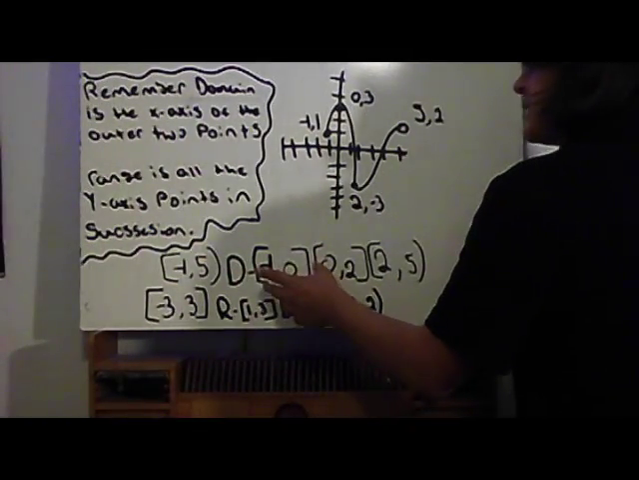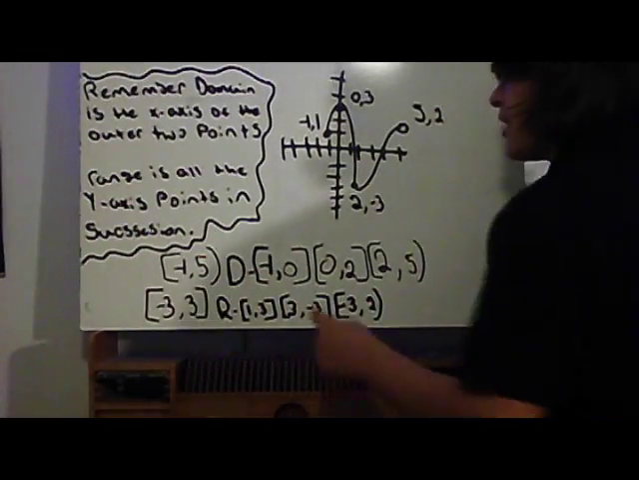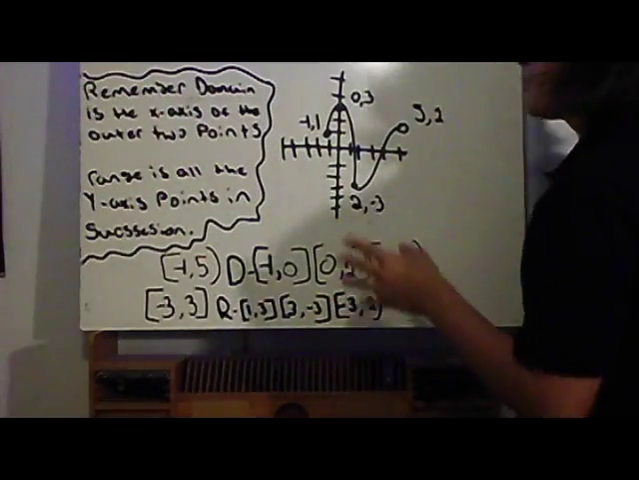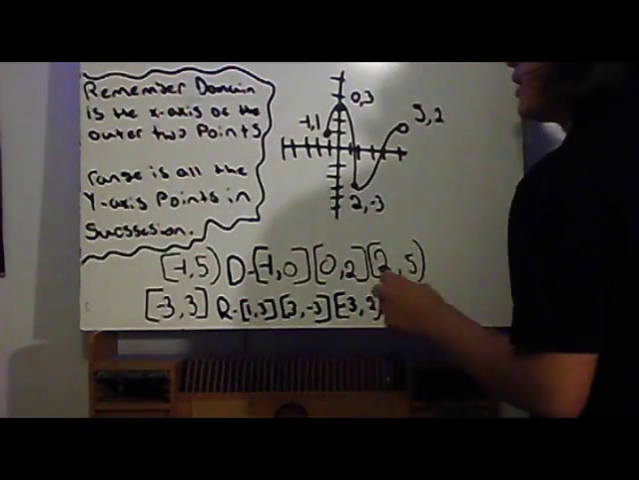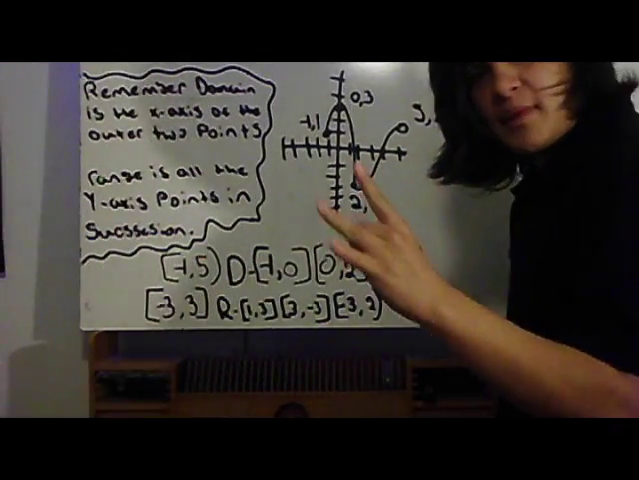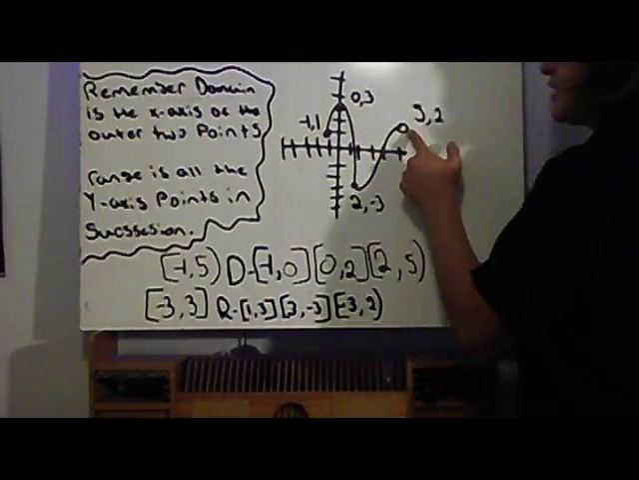So, as we said, our domain starts with -1. If you haven't noticed by now, I have brackets and parentheses around my answers. This is represented by a closed and open dot. A bracket is represented by a closed circle in your graph, and a parenthesis is represented by an open circle in your graph.